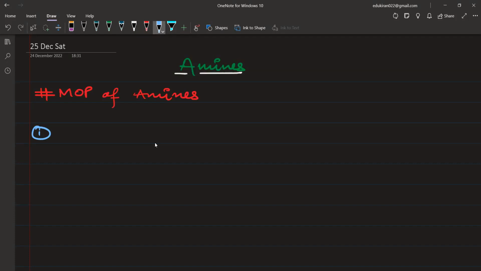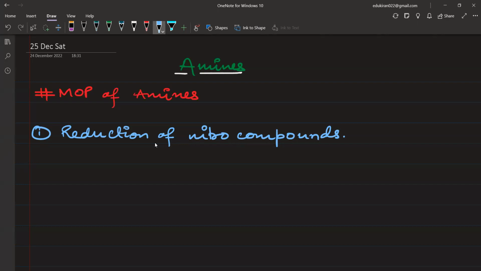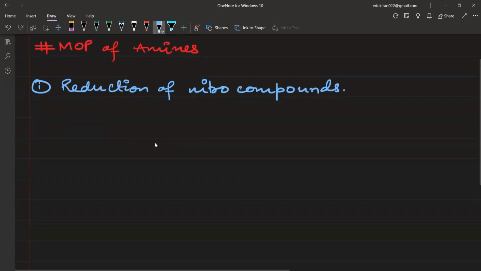Topic: reduction of nitro compounds. Nitro compounds can be reduced using three different reagents.